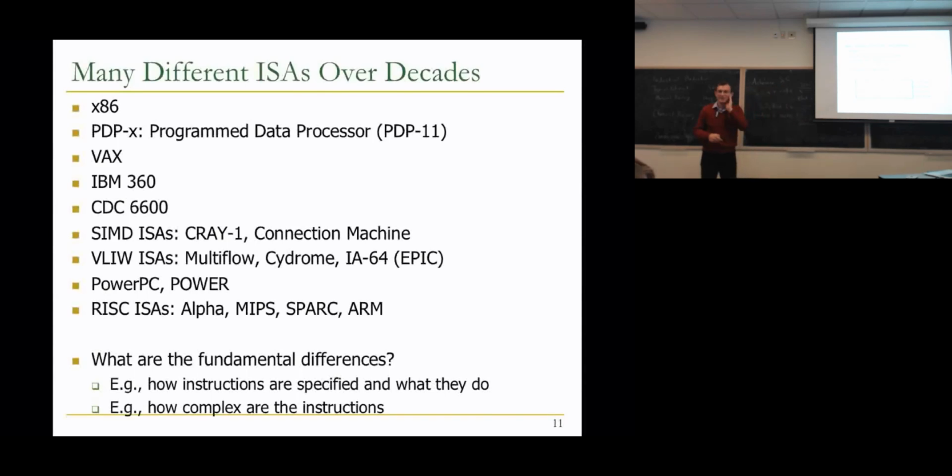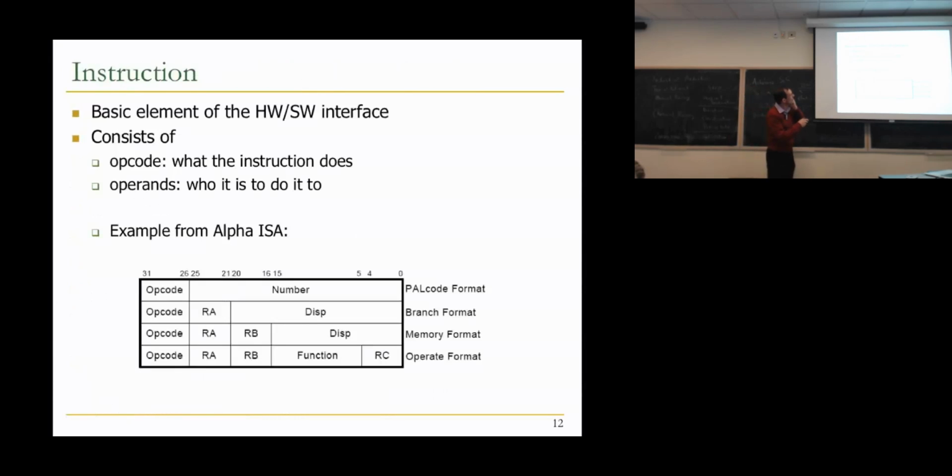But instruction is the basic element of the hardware-software interface, so we should start with instruction. It really consists of an opcode, what the instruction does, and operands, who it is to do it to, basically, on what the instruction operates. This is an example from a beautiful ISA. This is the Alpha ISA. It looks nice, right? Nice and clean. I was going to change the labs to Alpha because it's so beautiful, but Alpha is a dead ISA today. I thought you would be better off learning something like ARM. But you can see that it's nice, right? This is a branch instruction, memory instruction, and operate instructions.